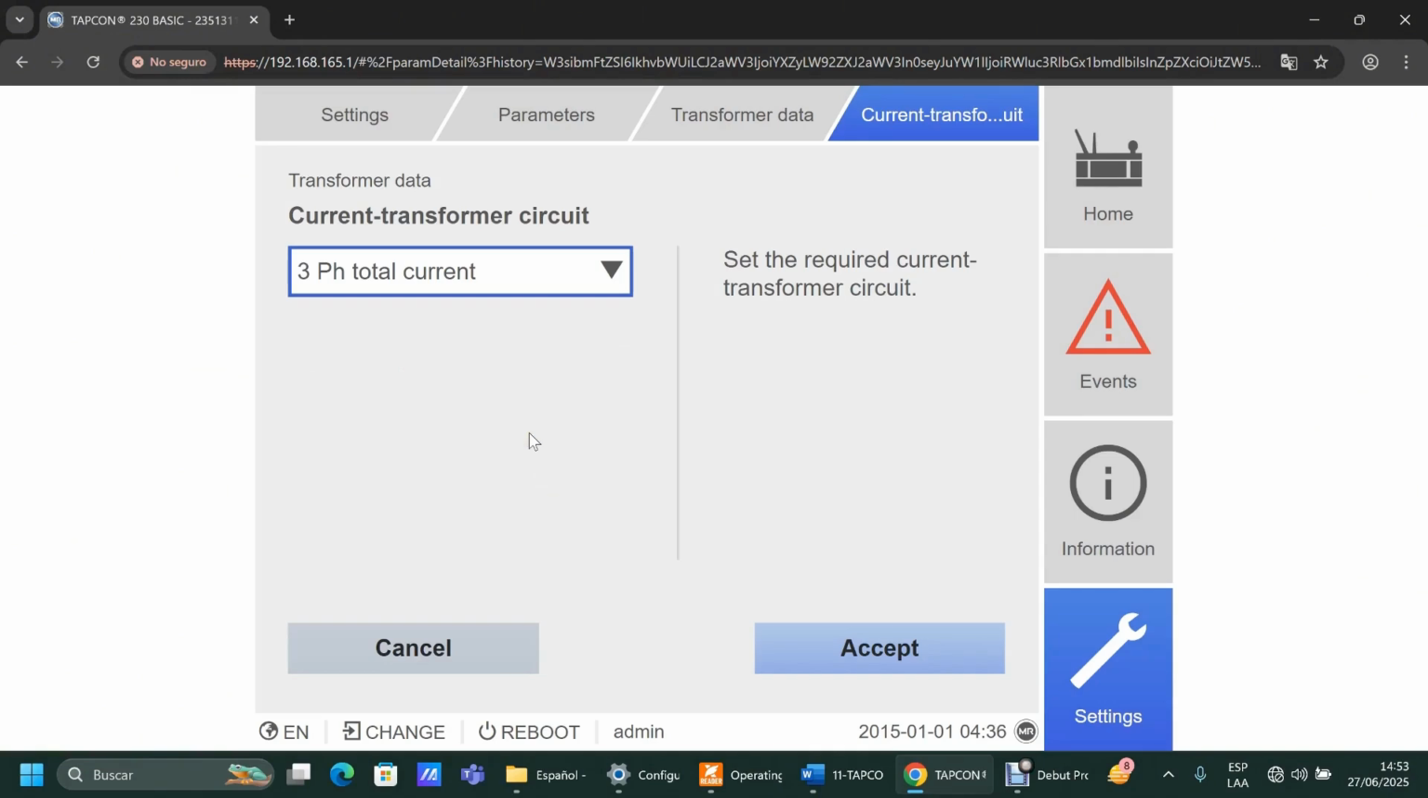This setting does directly affect the primary current calculation. In three-phase total current mode, the TAPCON divides the measured signal by the square root of 3 to estimate the equivalent line current. It also impacts the calculation of active, reactive, and apparent power.